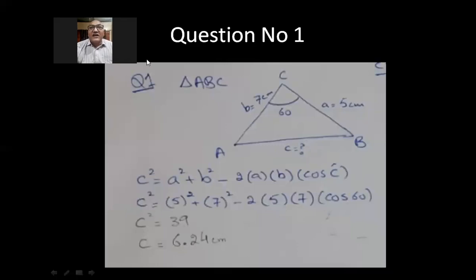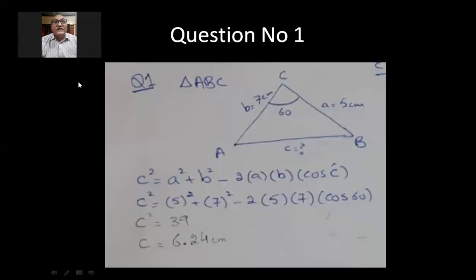So let's start. On your screen, question number 1 is showing up, and let me open that in the book also. Question number 1: in the triangle ABC, the A side is 5 centimeter, the B side is 7 centimeter, and the angle C is 60 degree. Find C. For your understanding, I have also drawn this triangle. We know this side, we know this side, and we know the included angle, and the opposite side to that angle is the question. So I will use the law of cosine.